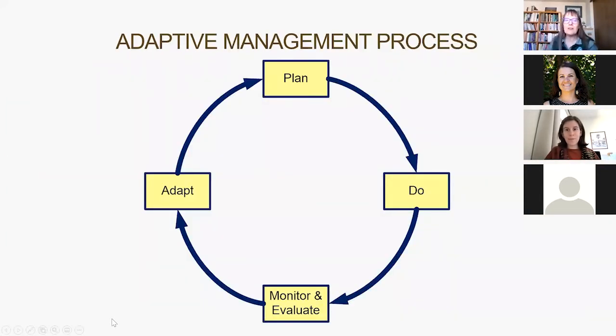And this is just a really ultra simple adaptive management framework here. But really what it means is that, as we said, we're being proactive and thoughtful. We're planning what we're going to do. We then go out and do it, monitor and evaluate, and then adapt. And how can LandPKS help with that?